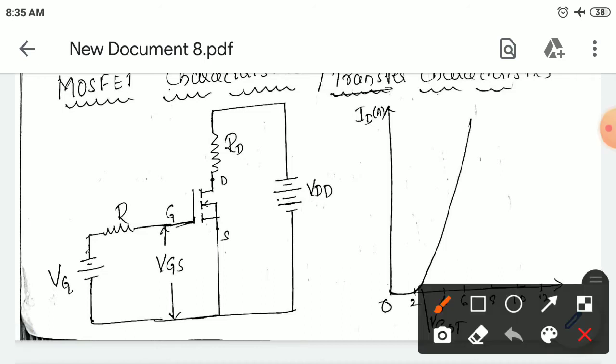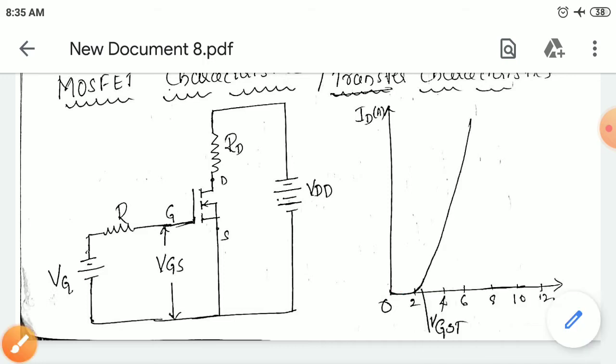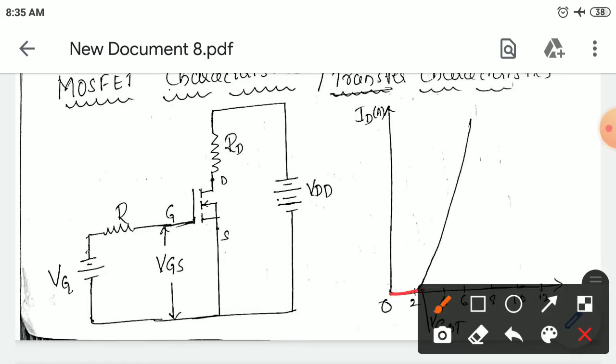Look at this. Here, initially it is 0. This is VGST, that is gate source, and T means the threshold point. Initially, for some values there is 0 current. Once the gate voltage which we applied reaches the threshold voltage, the current starts increasing. This is the increasing current, so the current starts flowing. That means the MOSFET starts conducting. The point at which the MOSFET starts conducting is called the threshold point, and the voltage at that particular point is called the threshold voltage.